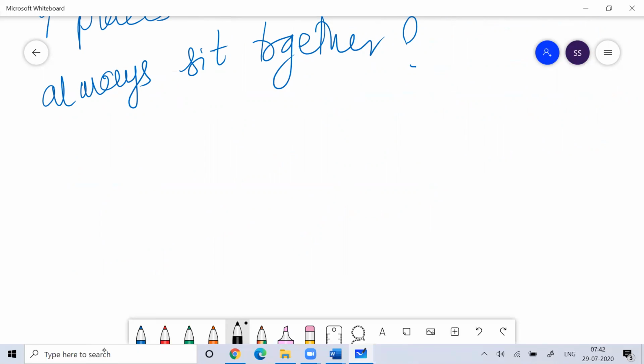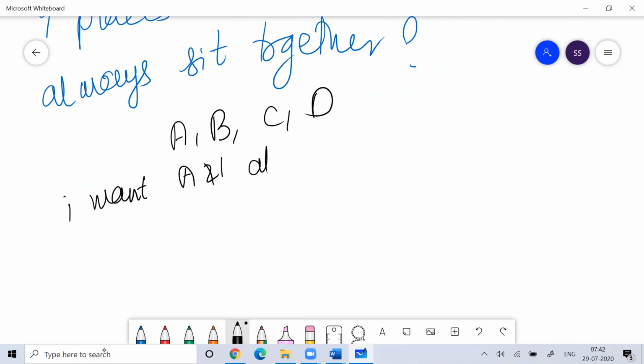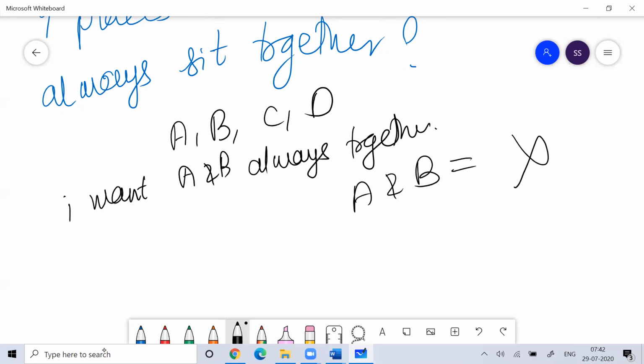So suppose four persons are there, A, B, C, D. I want A and B always together. So think A and B are not two separate persons. Suppose A and B is one person called X. A and B are not separate persons, they are one person called X. So now you have three persons called X, C and D.